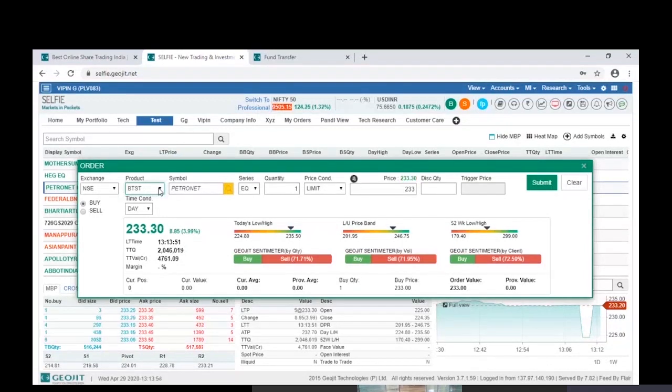So these are the products. You can start up with cash and intraday, because that works on simple logic. And if you need to have further queries on MTF and BTST, you can just go through the YouTube videos of Geojit, wherein all these products are explained clearly.